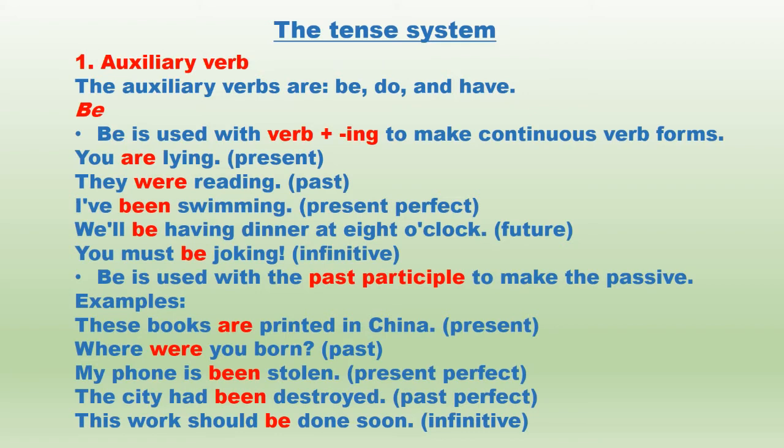The city had been destroyed. This is past perfect tense. Been here is followed by destroyed, a past participle verb. This work should be done soon. Be here is an auxiliary verb because it's coming before done, and done is a past participle.